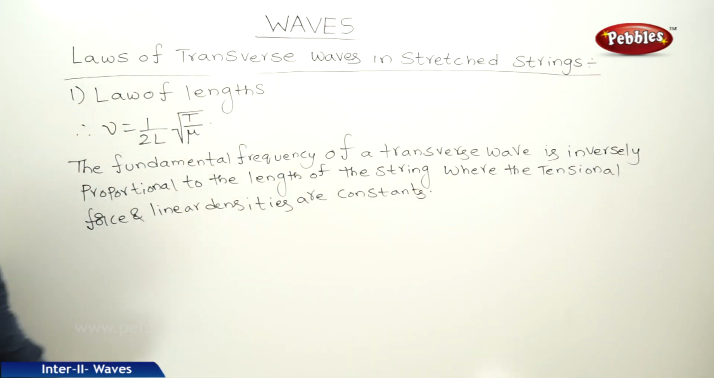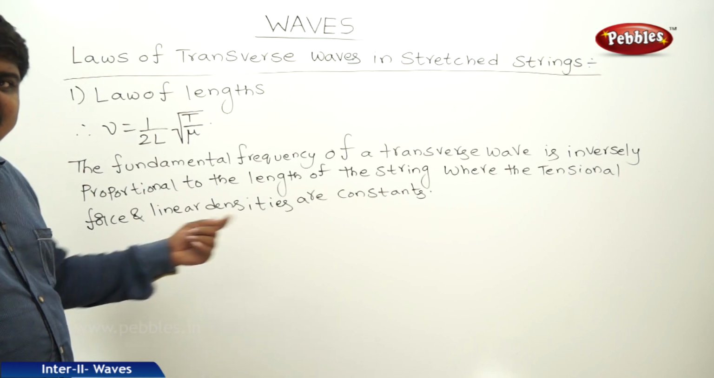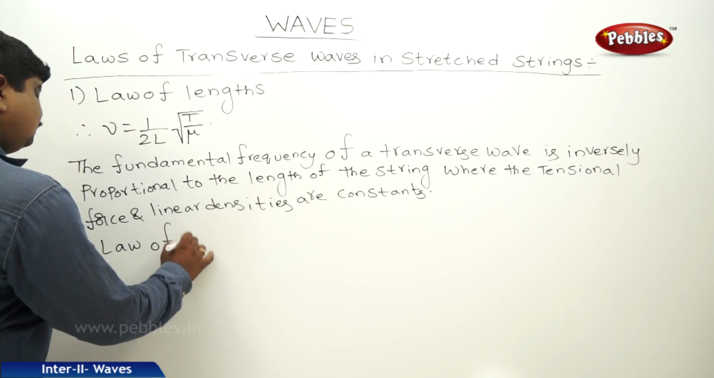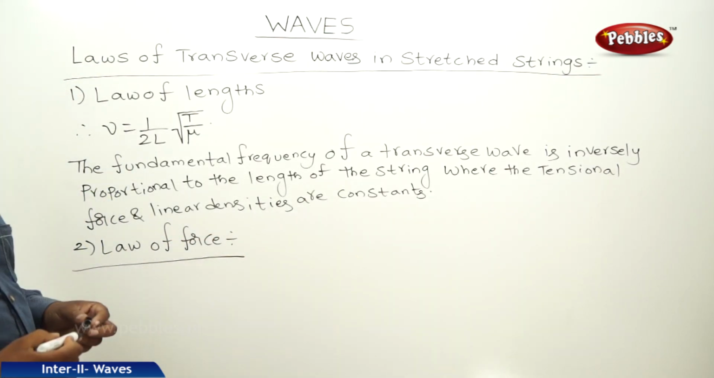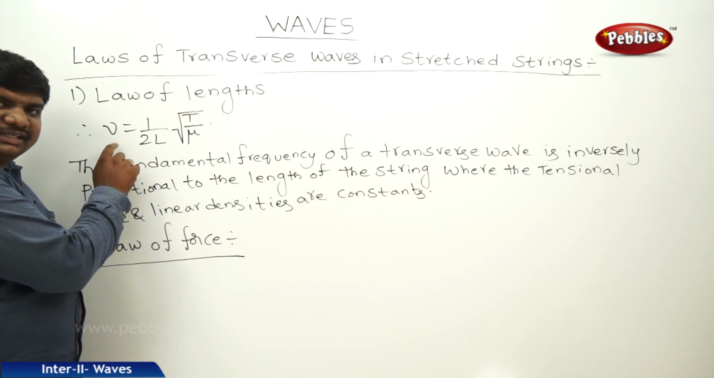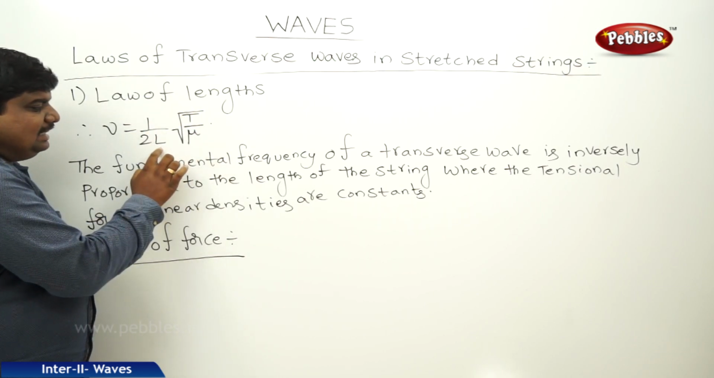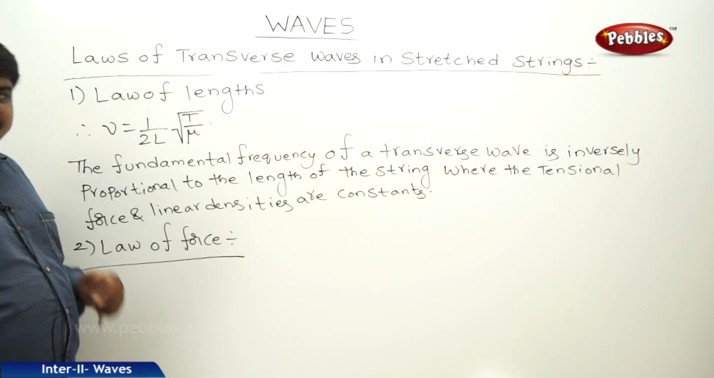This is the first rule, that is said to be the law of lengths. The second factor is tensional force, nothing but the force. This is said to be the law of tensions or law of force. So what is the law of force? The fundamental frequency nu of the transverse wave in a string is directly proportional to the square root of the tensional force when the length and linear mass densities are constants. That is said to be the law of force.